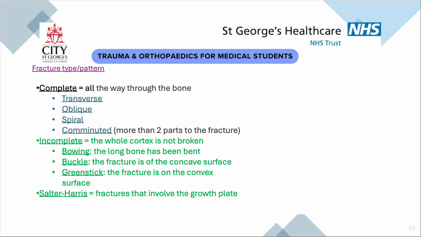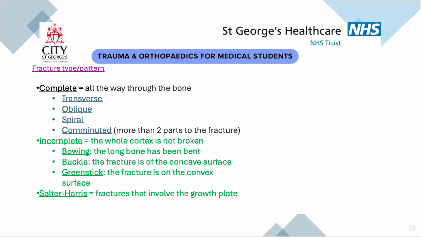And then we can have an incomplete fracture, and this is when the whole cortex has not been broken. This is more common in children because they have a thicker periosteum along the outside of the bone, and it can just be bowed. This particularly can happen in a forearm fracture where one bone breaks. So the radius, for example, could break and we just get some bowing of the ulna.